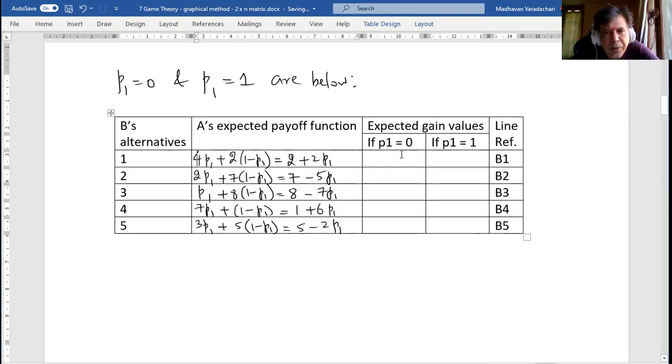Now, if I substitute P1 as 0 in these payoff functions, we get the expected gain values as 2 for the first one, 7 for the second, 8 for the third, 1 for the fourth one, and 5 for the fifth. Now if I substitute 1 for P1, 2 into 1 plus 2, it becomes 4. This will become 2. This will be 1. This will be 7. This will be 3. So we got the coordinates now.